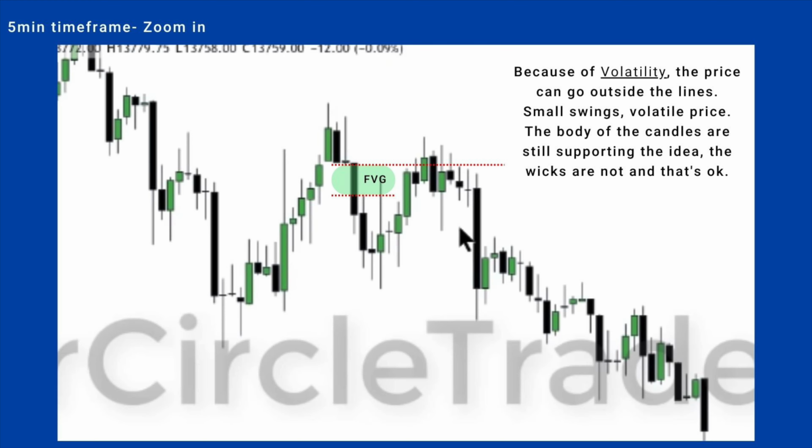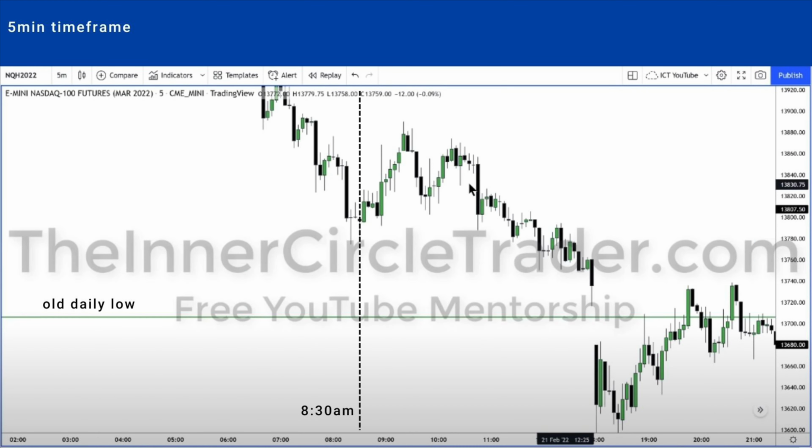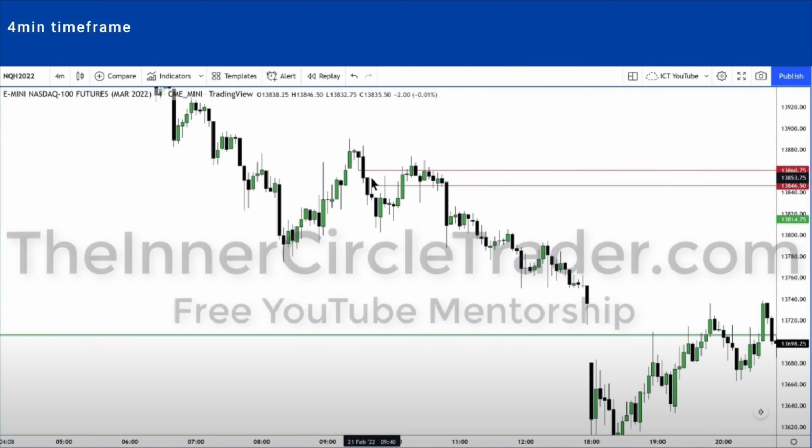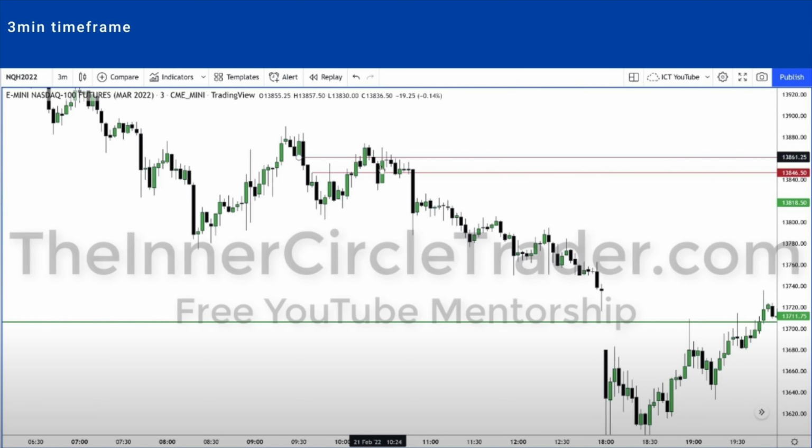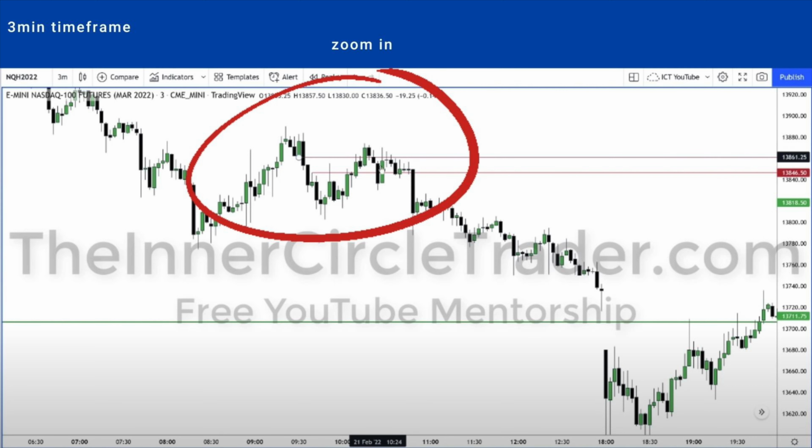Let me zoom out. So this was the whole day. We have seen 8:30 in the morning, price coming up and then going down, forming the fair value gap. And we're going to put some red lines here so that we can see it better. From the 5 minutes time frame, we're going to switch to the 4 minutes time frame. And if you want to see it with even more precision, we're going to go to the 3 minutes time frame. Now, the part that is interesting for us on the 3 minutes time frame is actually this one here in red. So allow me to zoom in again.